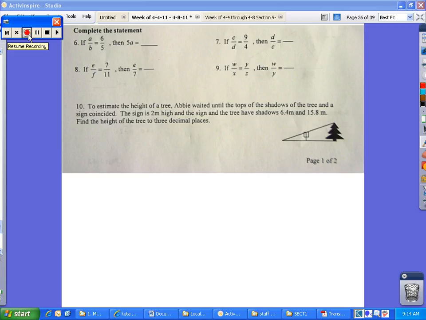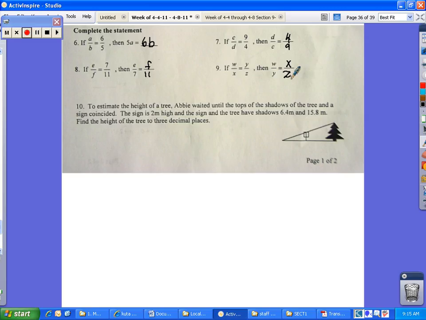Alright, for numbers 6 through 9, you really just want to write based on your proportional equivalences that we talked about at the beginning of the unit. So how did I get 5a? I got that by cross multiplying. So if I cross multiply the other side, I'll get 6b. And number 7, D and C, notice C and D were flipped, so therefore by the reciprocal property, I know that this is 4/9. Over here, E and 7, again, F and 11 correspond. And then same thing here, W and Y, X and Z correspond.